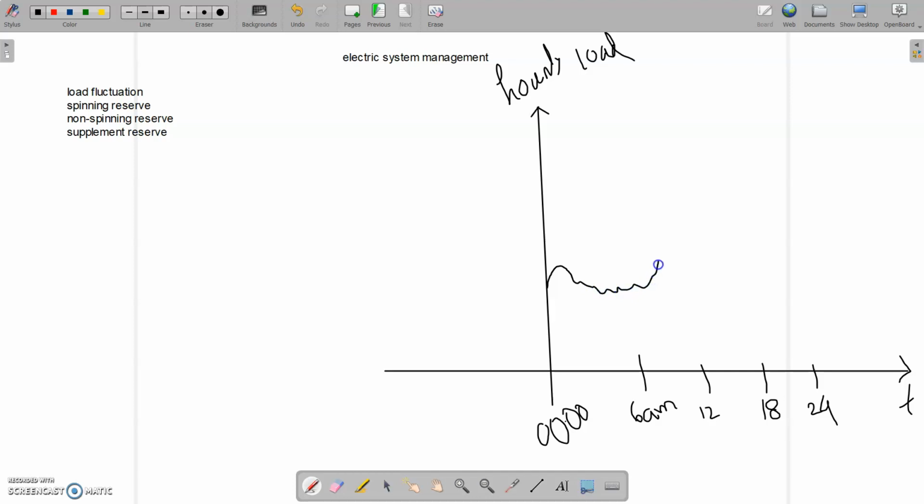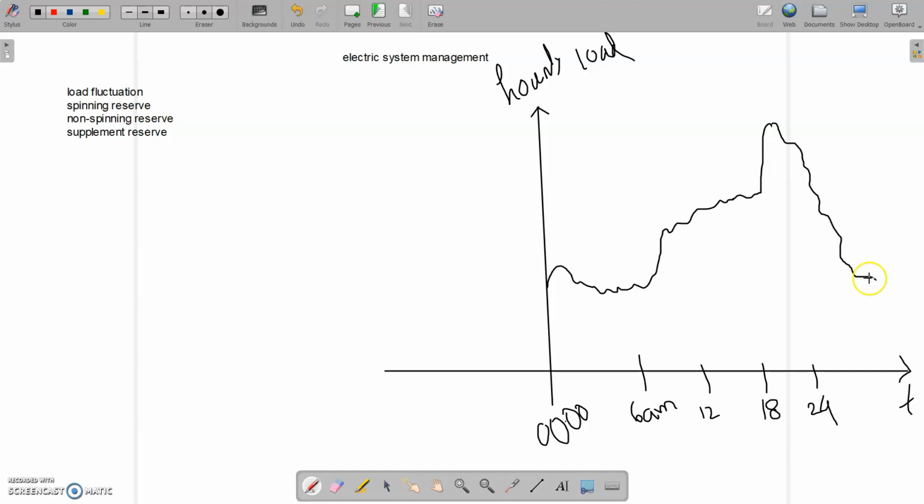Then at 7, 8, suddenly it starts to increase. And at noon it also remains somewhat constant. In the evening it suddenly gets a peak. At night it becomes a higher peak value, and for a few hours it remains at peak. Then at 12 p.m. it starts to decrease again, slowly decreasing this way. So as you can see, the load actually varies over the day. It does not remain fixed.